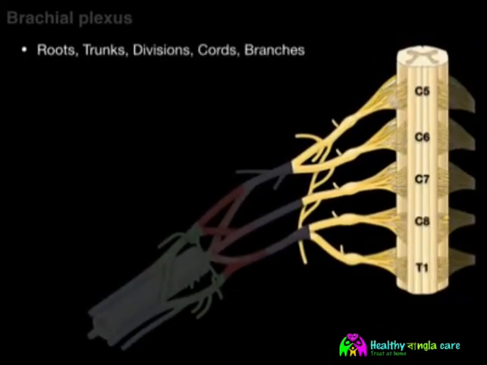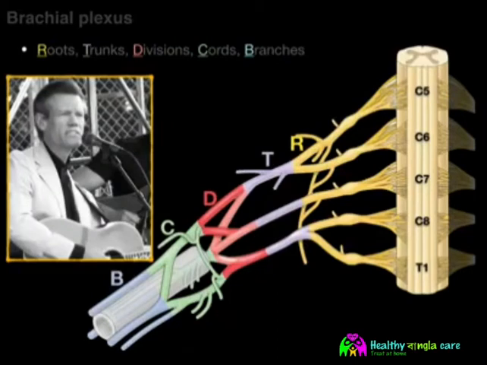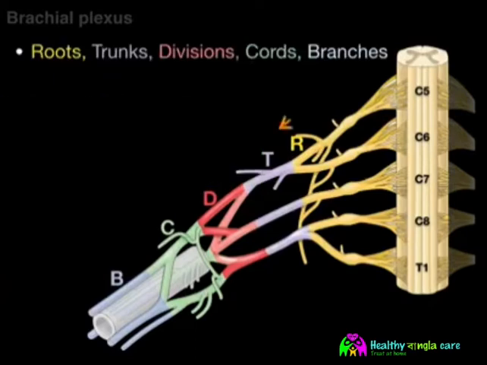Now, the roots, trunks, divisions, cords, and branches are the divisions from proximal to distal of the brachial plexus, and it looks like this. There are the roots, there are the trunks in purple, there are divisions in red, there are the cords in green, and there are the terminal branches in blue at the end. And so the way I remember this is through Randy Travis drinks cold beer. And if you don't know who Randy Travis is, then rugby teams drink cold beverages. So either way, the important thing to remember is that the roots, trunks, divisions, cords, and branches are the divisions of the brachial plexus from proximal to distal.